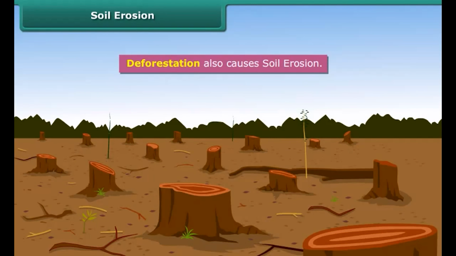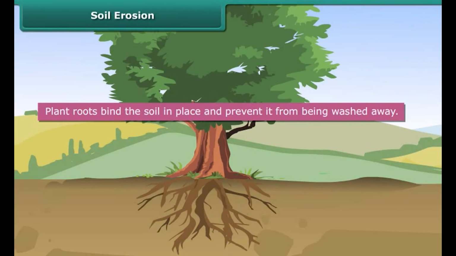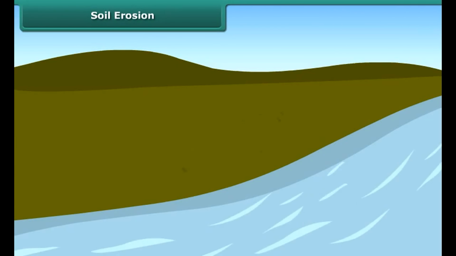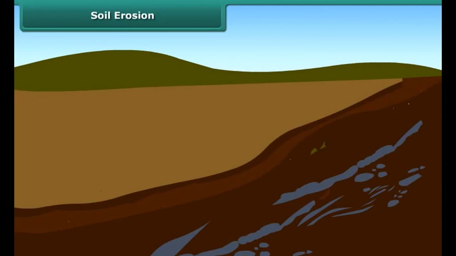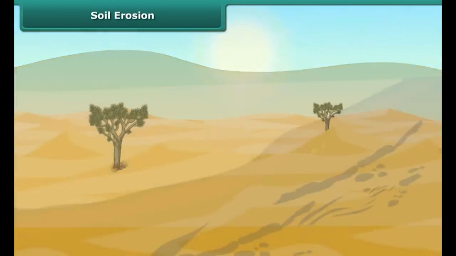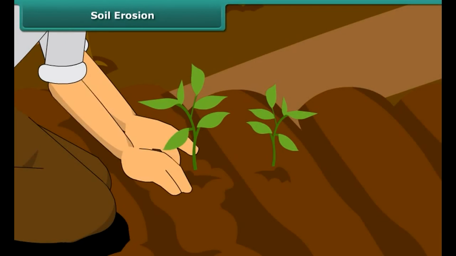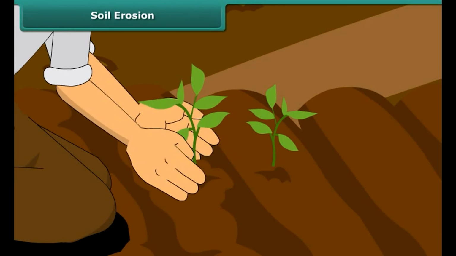But how? Plant roots bind the soil in place and prevent it from being washed away. So, if there will be no trees, floods will occur which will leach the soil nutrients, and eventually the land will become barren, which cannot be used for vegetation. Therefore, more trees should be planted in order to prevent soil erosion.